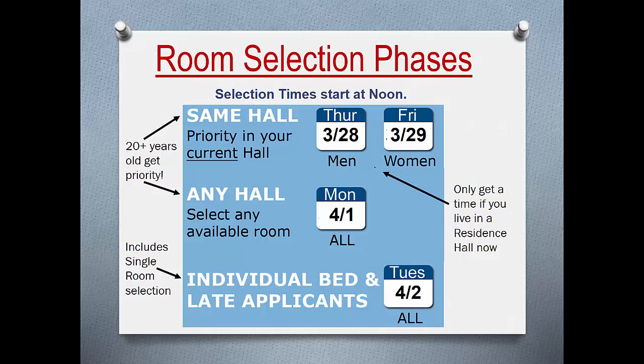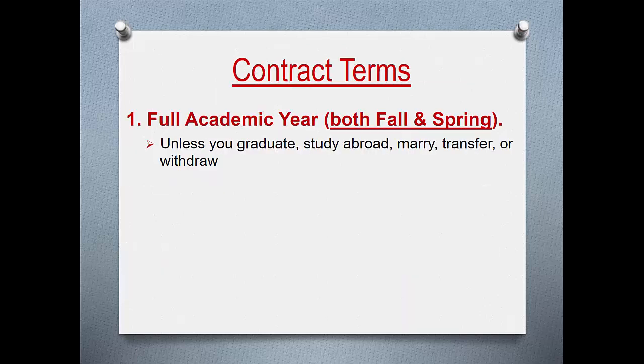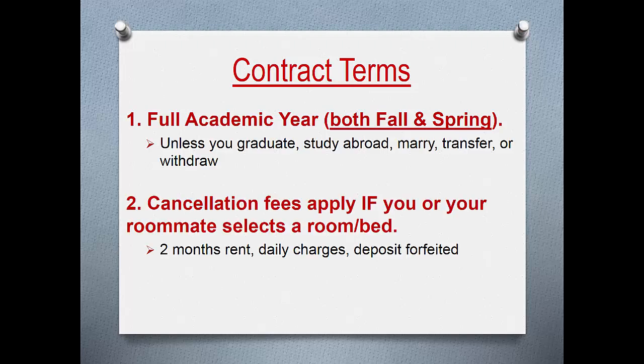The housing contract goes into effect once you or your roommates select a room, which means you're agreeing to live here for both semesters. Also, the housing cancellation fees apply if you cancel after you or your roommate selects a room, so don't use this as a backup plan.